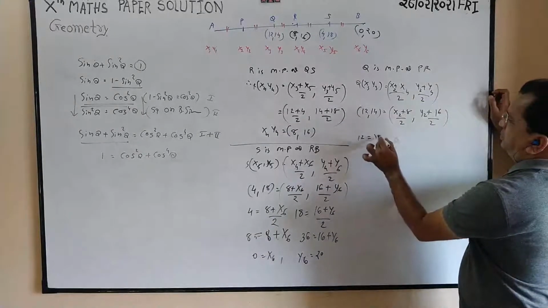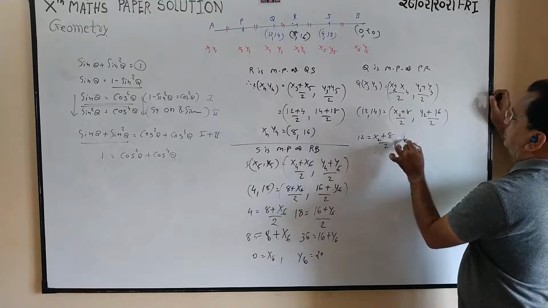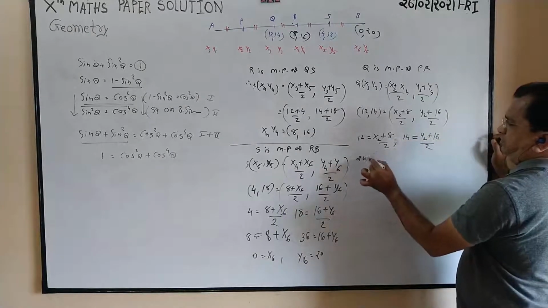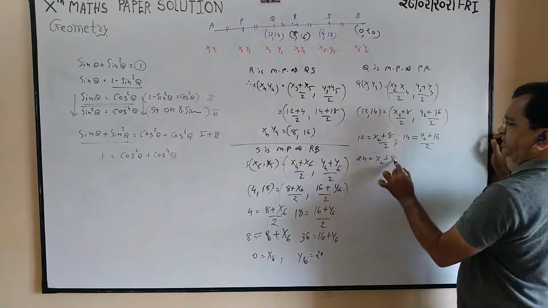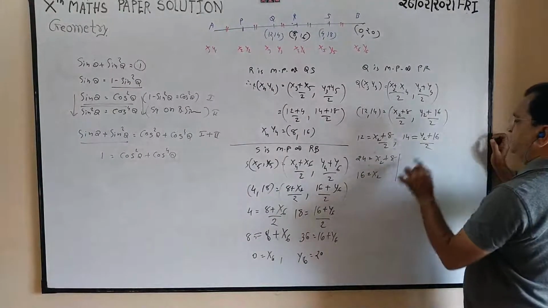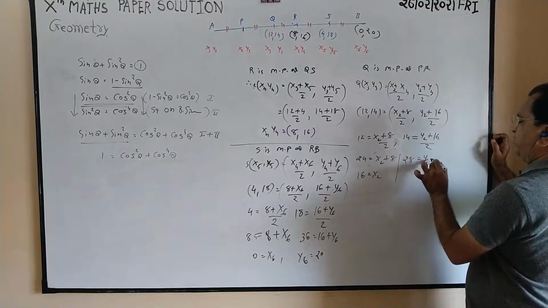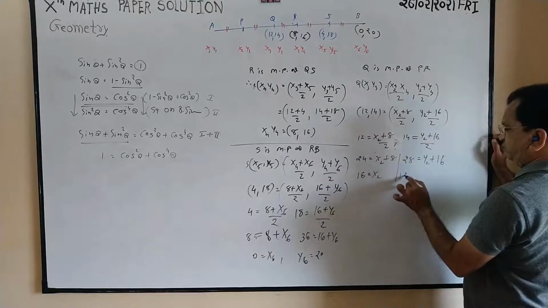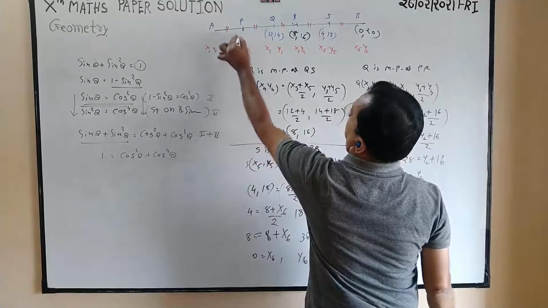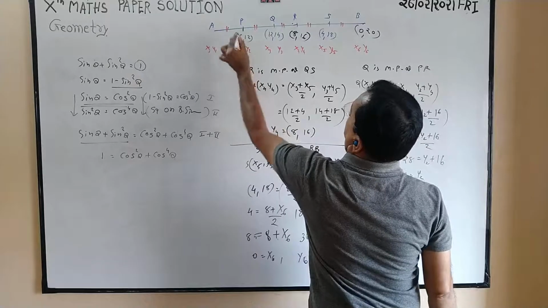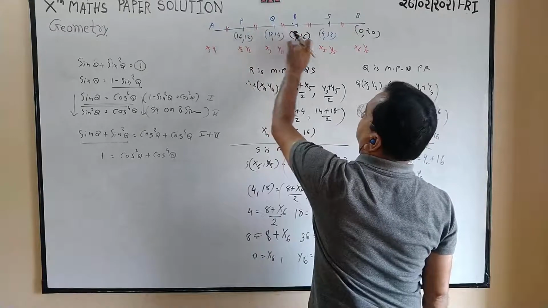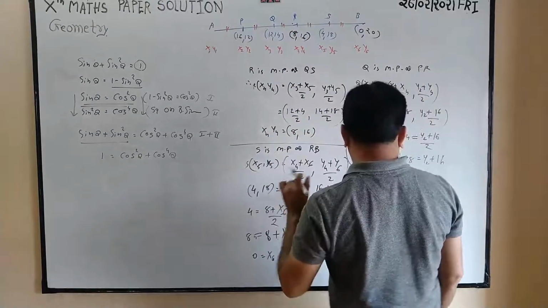So 12 is equal to x2 plus 8 by 2, 14 is equal to y2 plus 16 by 2. 24 is equal to x2 plus 8, so x2 is 16. 28 is equal to y2 plus 16, 16 less, so it is 12. So 16 and 12. 16 plus 8, 24, half, correct. 12 plus 16, 28, half, correct.